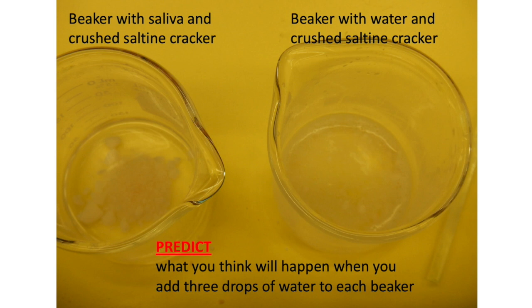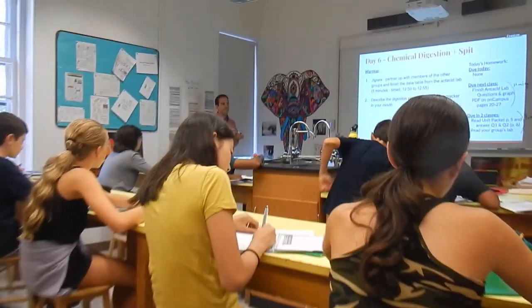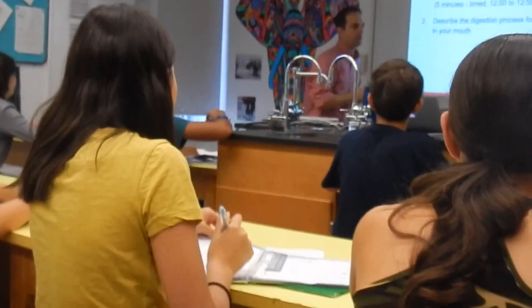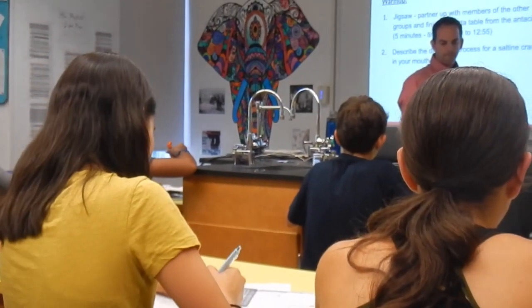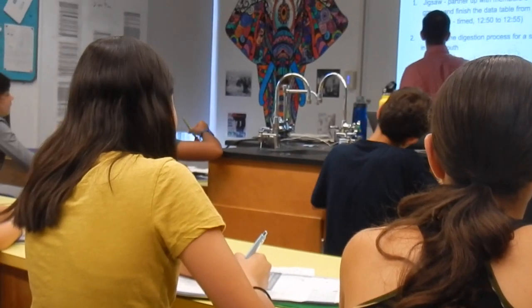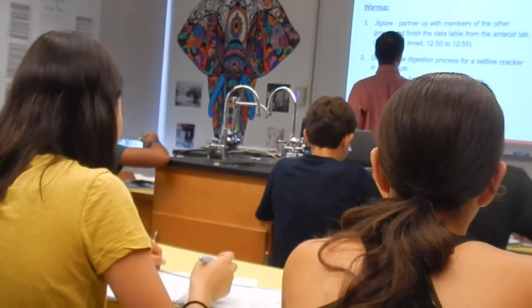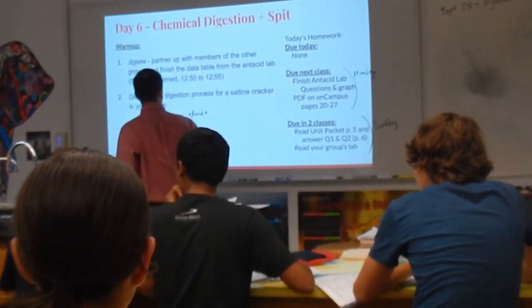2 beakers with the crushed saltine crackers. Predict what's going to happen in both beakers. The saliva on the left, the water on the right. And we're just going to look at a video of the activity. Down carbohydrates, turning it into maltose, and then after a while it'll start to be soft. The bolus.